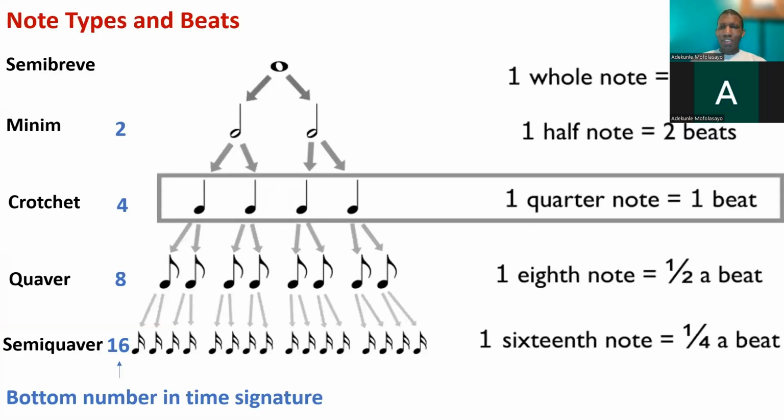So I'll go to the previous slide. If you look at this slide, we have 2 for minims, 4 for crotchets, 8 for quavers, 16 for semiquavers. So it goes like that. That means we are counting minim beats when the bottom number is 2. When the bottom number is 4, we are counting crotchet beats, and so on.